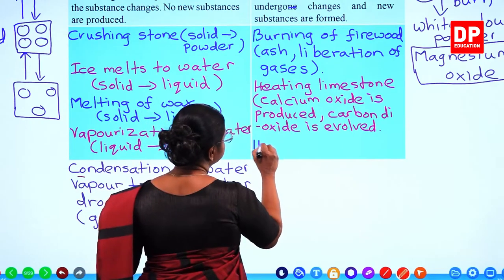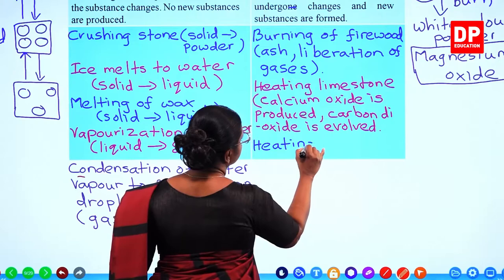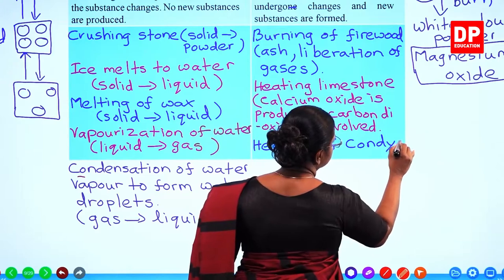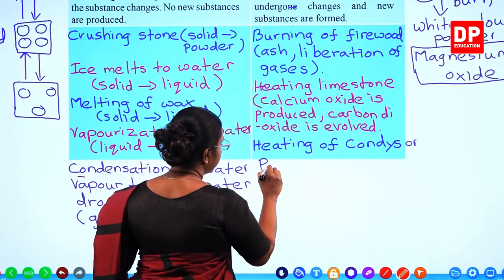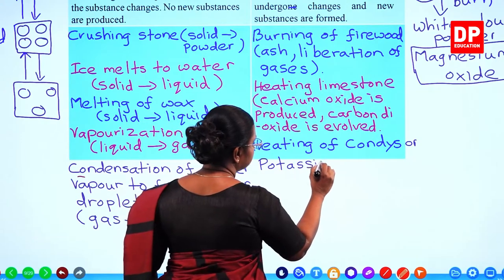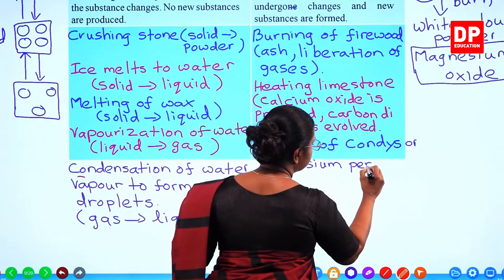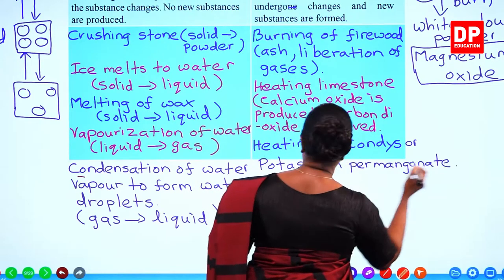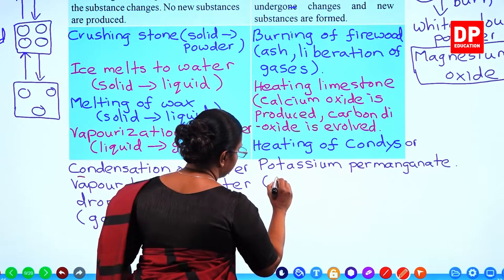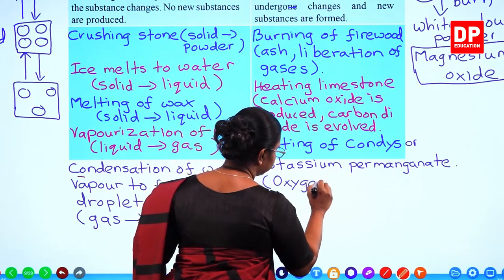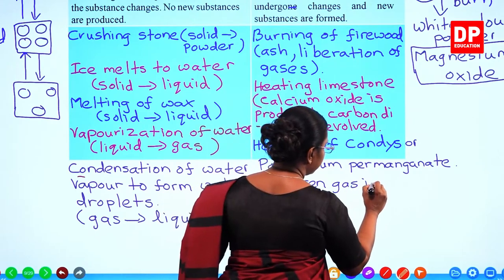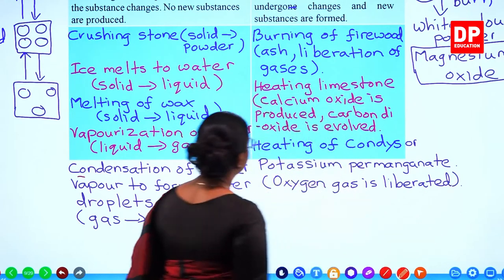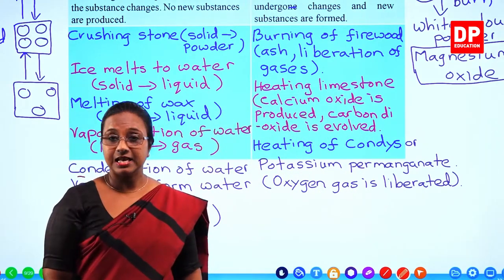So heating of condies, or potassium permanganate. Oxygen gas is liberated. So that is another example.